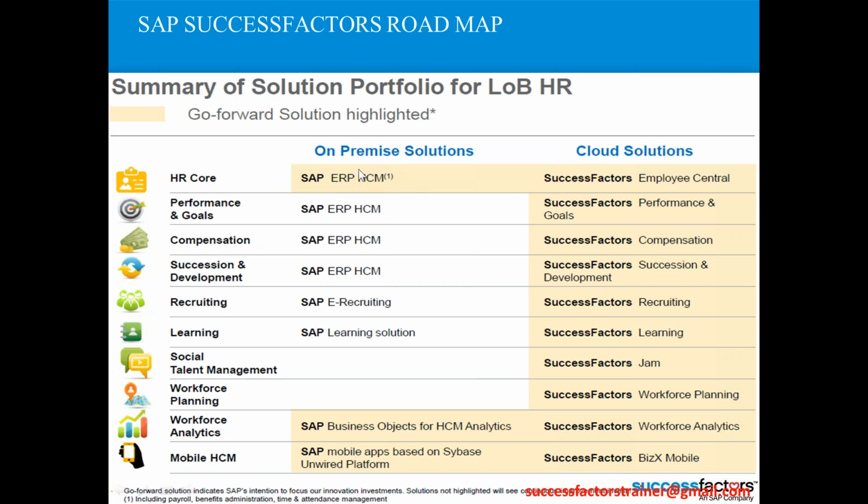If you look closely on the left-hand side, you can see the different modules of your HCM, whether on-premise or cloud. On the other two columns, on-premise and cloud, the modules highlighted in light gray are the only modules where SAP is going to invest its money and innovate. Going forward, SAP is going to invest only in those modules, guys.